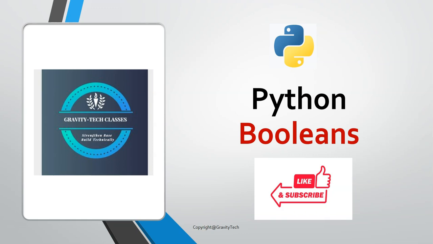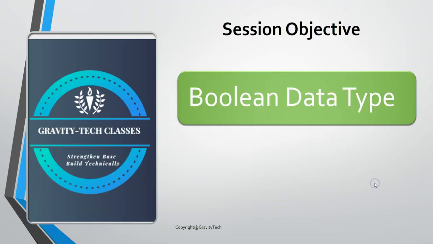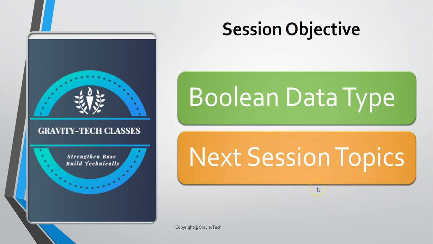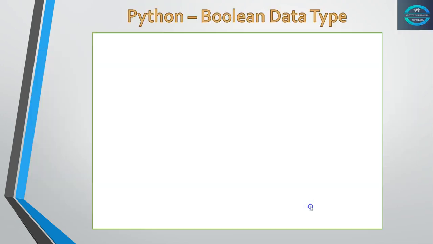In Python, the Boolean data type is a built-in data type that represents possibly the two values, true and false. So, let's go to the next slide and see what exactly the session objective is. The session objective is the Boolean data type. And then at the end, we'll see what we are going to cover as part of the next session.